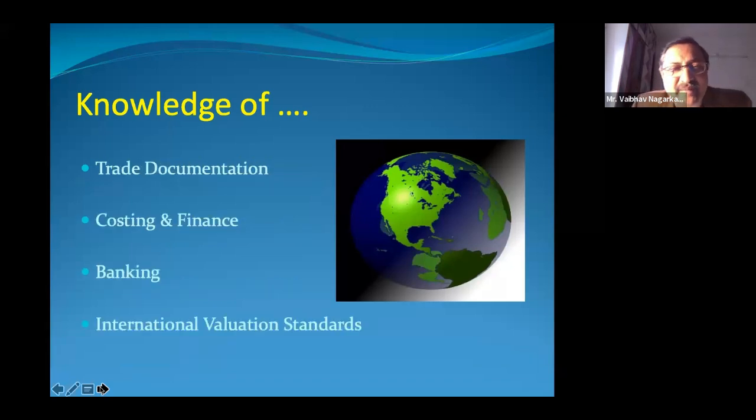Then you will spend time on knowledge with respect to trade documentation. There are almost 32 different documents involved in import and export transactions, such as bill of entry, shipping bill, bill of lading, airway bill, bank realization certificate. Like this, there are many documents. These documents, friends, are mainly with respect to compliance with various laws, rules, and regulations of the respective departments.